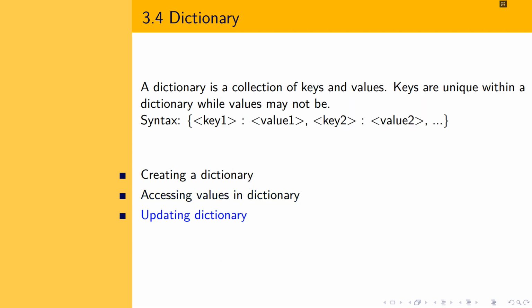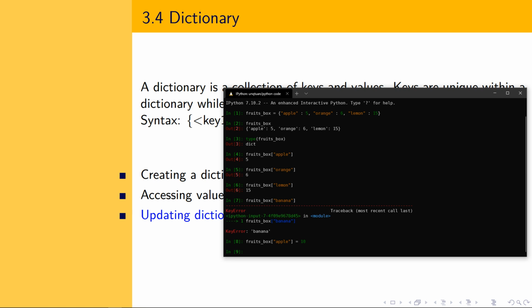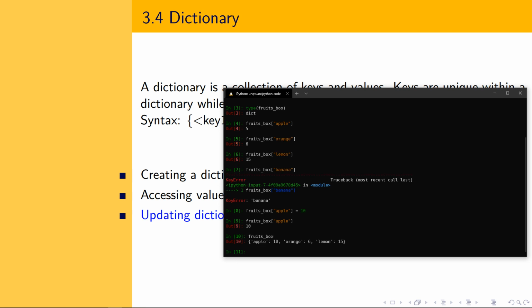The next thing is about updating the dictionary. So we can update a currently existing item. Let's say you buy more apples, then you will have more apples here. You can assign it to 10, and you can get back the number of apples, and you see it's now 10. You can see the whole dictionary now. You see here the apple is 10, right?